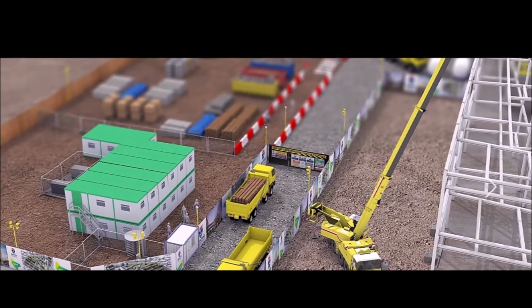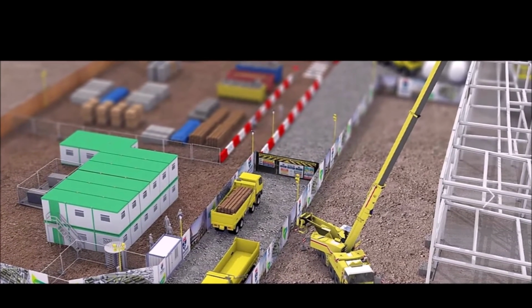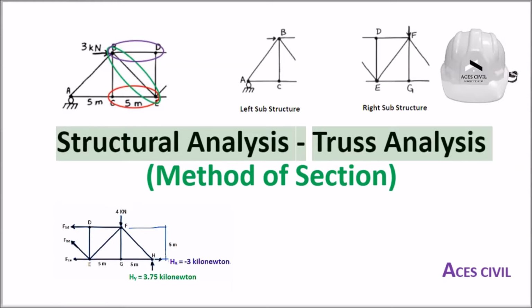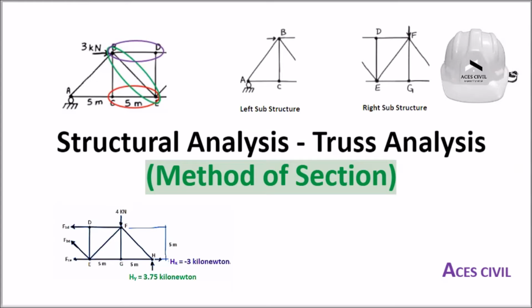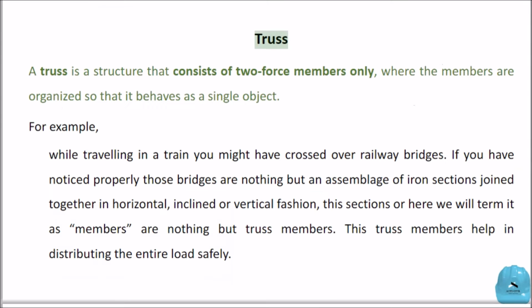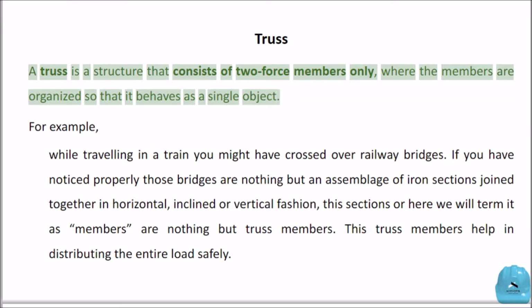In today's video we are going to discuss truss analysis, method of sections. A truss is a structure that consists of two force members only, where the members are organized so that it behaves as a single object.